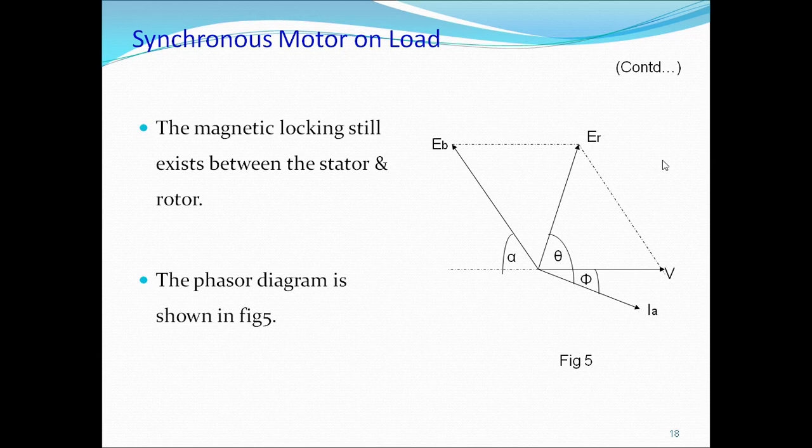As the load increases, the alpha angle also increases. When alpha increases, resultant voltage ER increases. When ER increases, armature current IA increases. When IA increases, automatically it produces more torque, and this torque supplies the increased load.